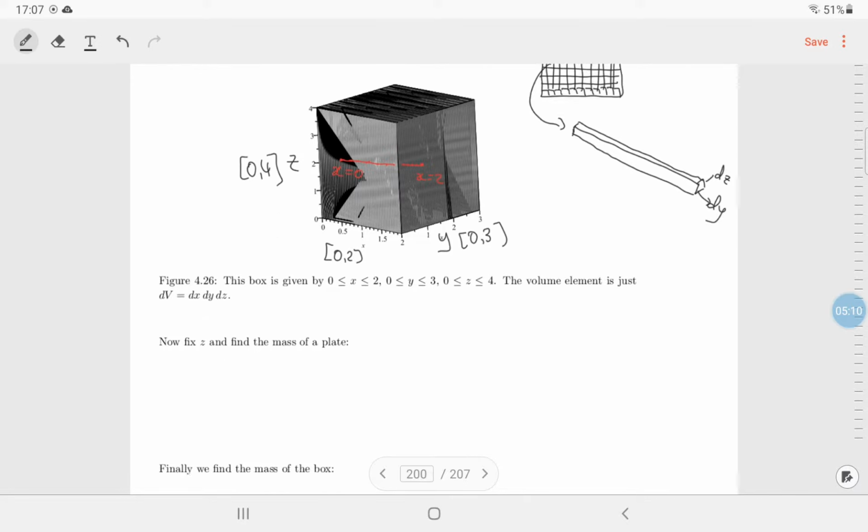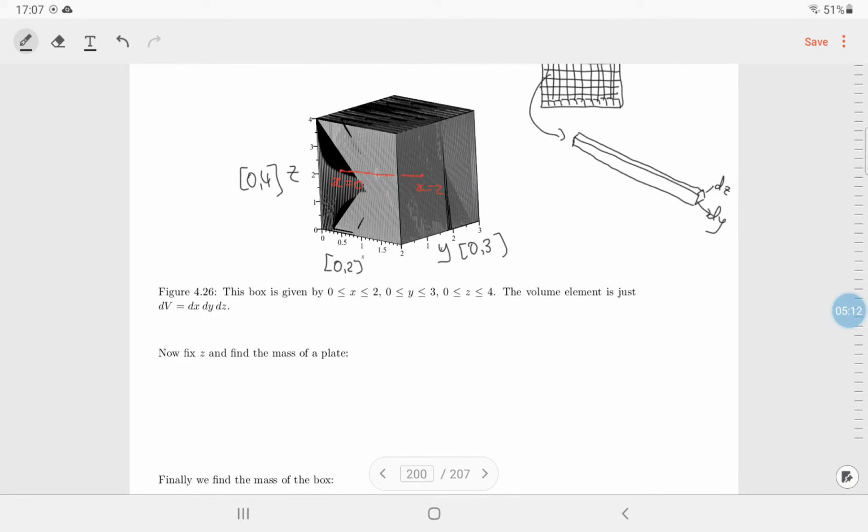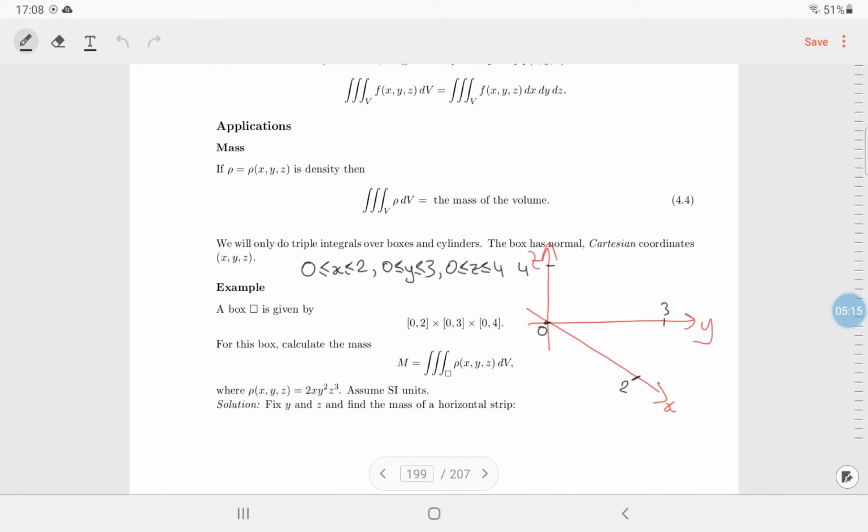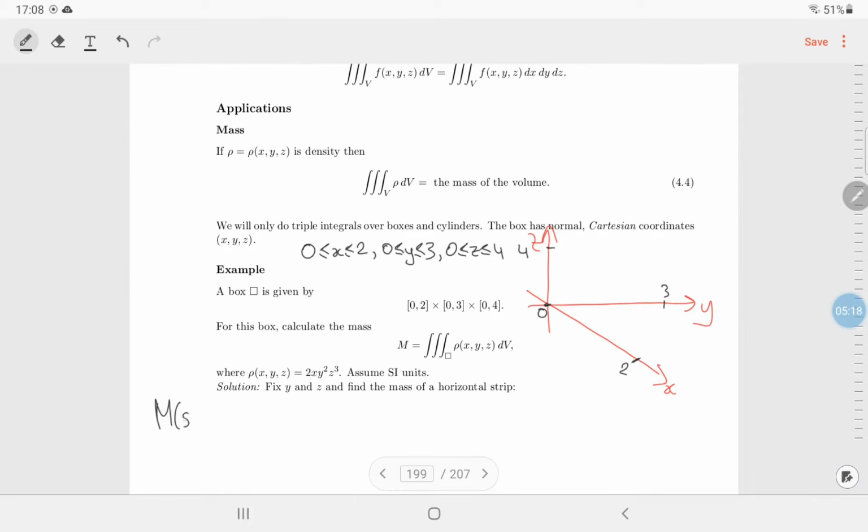Okay, so I think we're going to hopefully be able to do that on the previous page. So we're adding up. So the mass of a strip is, you're adding up. Now I'm going to write some things and then I'm going to get rid of them. So you're adding up from x equal to 0 to x equal to 2, and what are you adding up? This rho(x, y, z), so that's the density at (x, y, z), which is 2xy squared z cubed, times the volume. So the volume is a little dx dy dz.